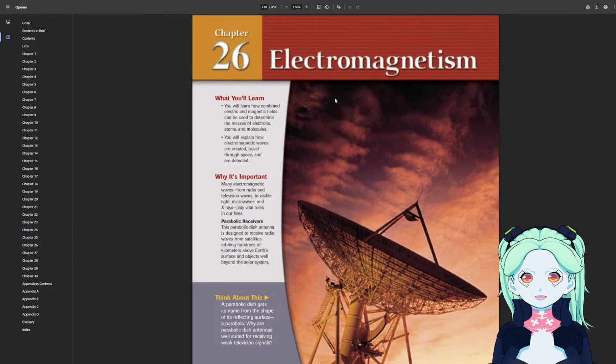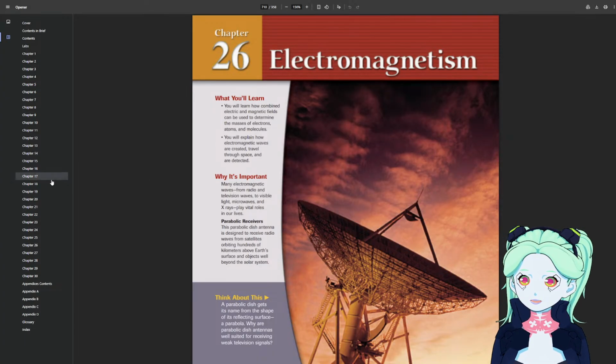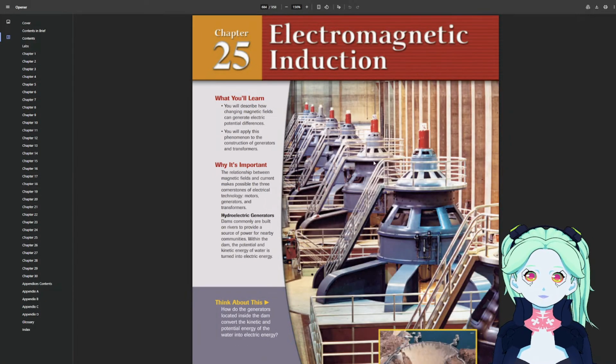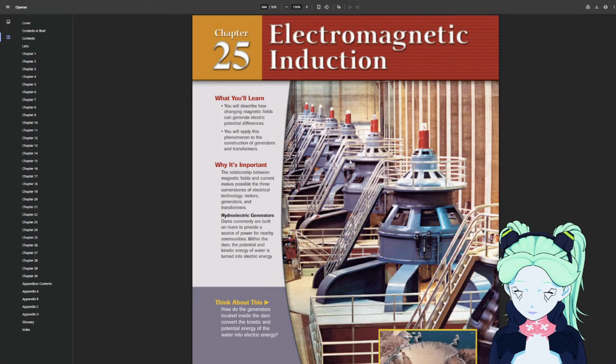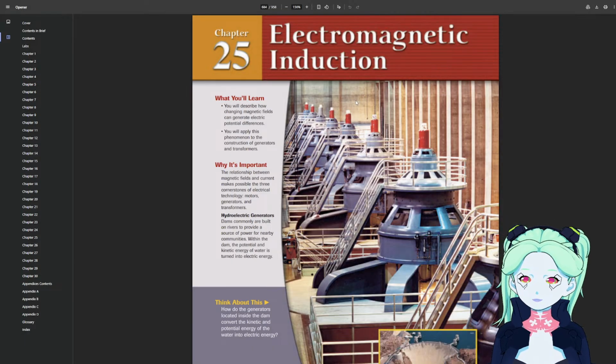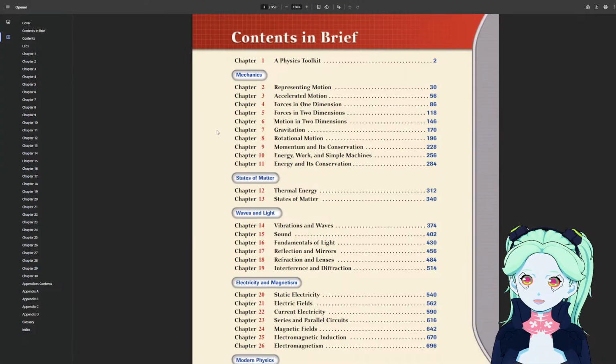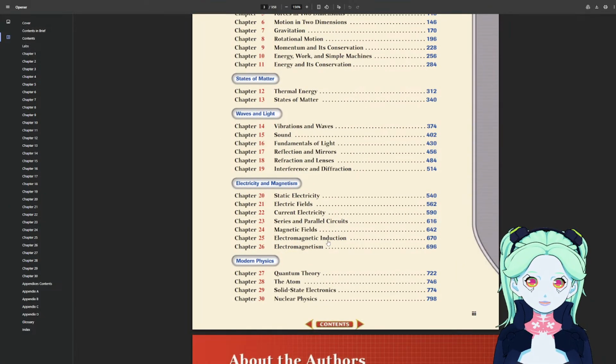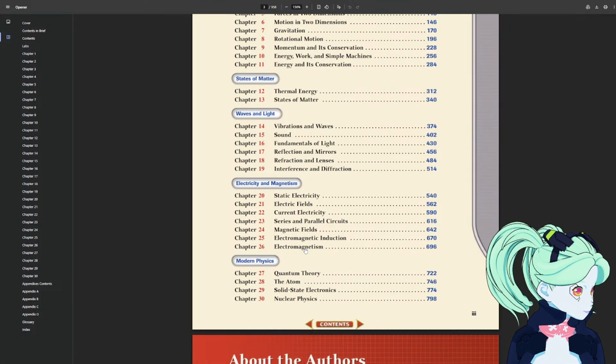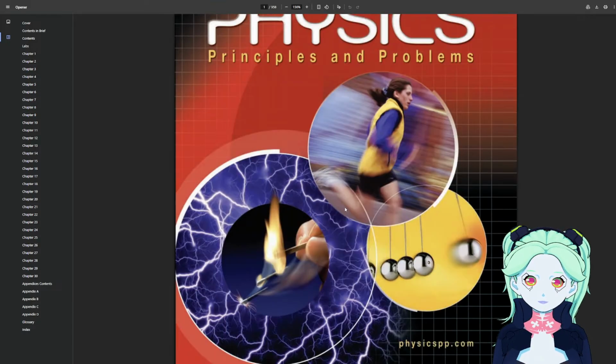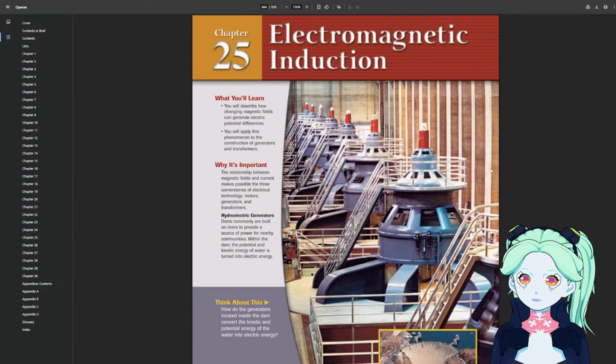So, electromagnetism. Actually, it's chapter 25, electromagnetic induction. There we go. Contents in brief: electromagnetic induction, electromagnetism. Alright, what you'll learn.